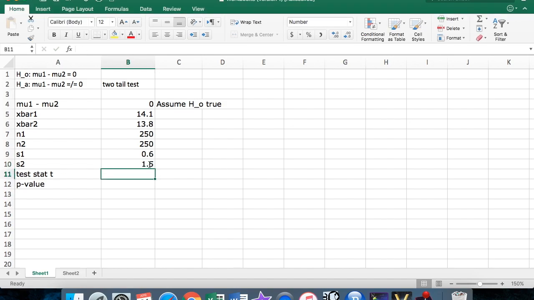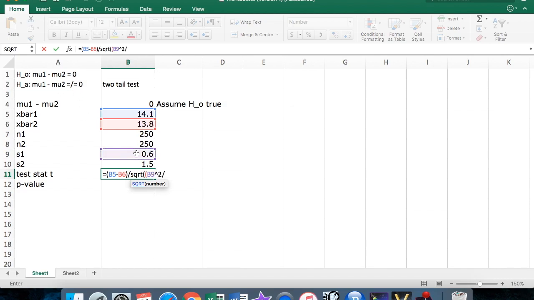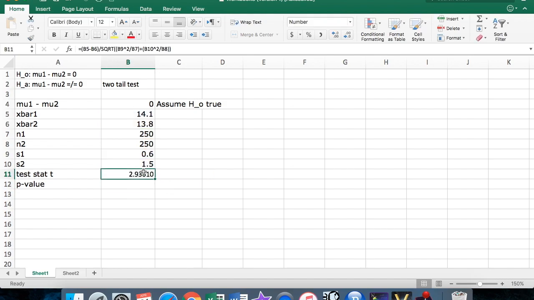My test statistic then is the huge formula. So remember, it's the difference in my x bars. So my x bar 1 minus x bar 2, minus mu1 minus mu2, but mu1 minus mu2 is 0. So we don't have to worry about that. Then the square root of my S1. Now remember, S1 squared. Do not forget to square your S1. S1 squared divided by N1. Plus, when you're dealing with two means, your standard deviation is inside the square root, so you have to square it. So S1 squared divided by N1. Then it's S2 squared divided by N2. Okay, so that's my test statistic.